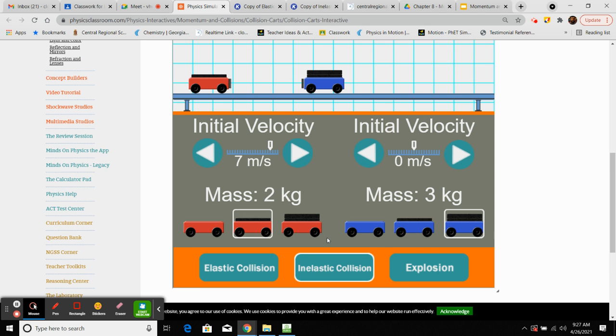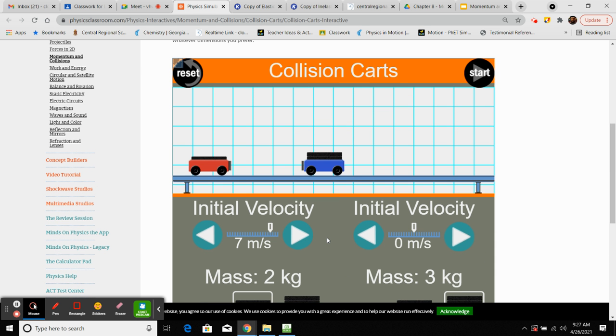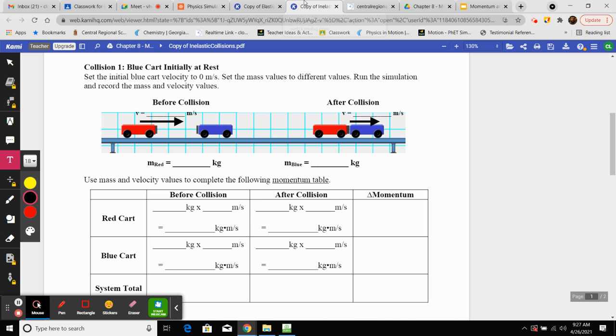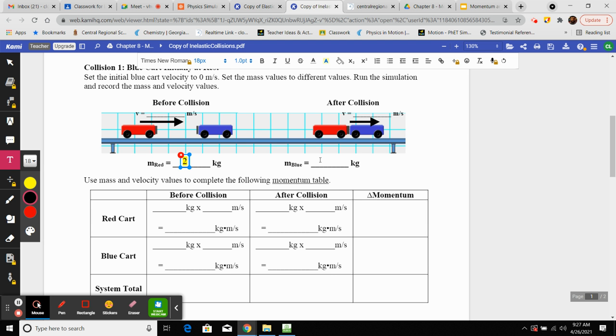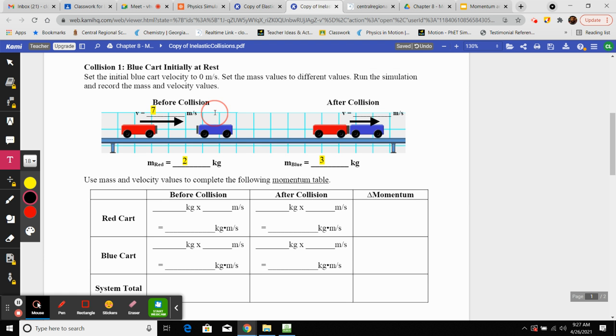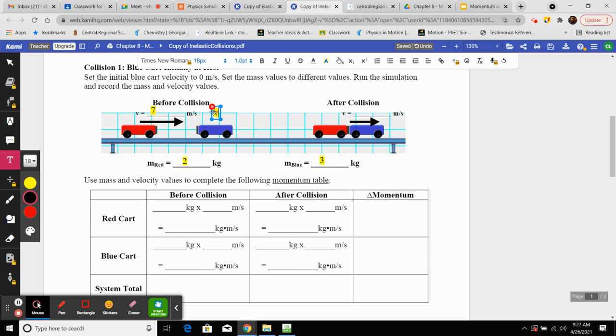Okay, and we got to switch it to inelastic. All right, so now going here, we said the mass of red was 2 and the mass of blue was 3. Before the collision, the red was 7 and 0 for blue. I'm just going to write that in just because.